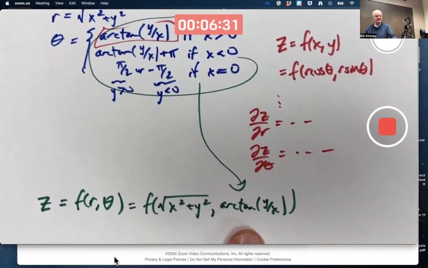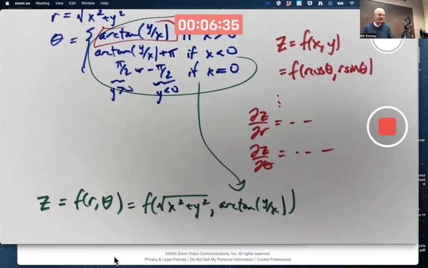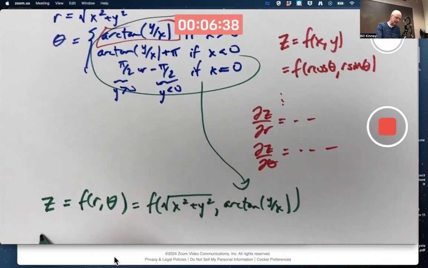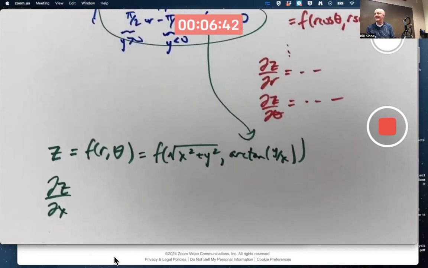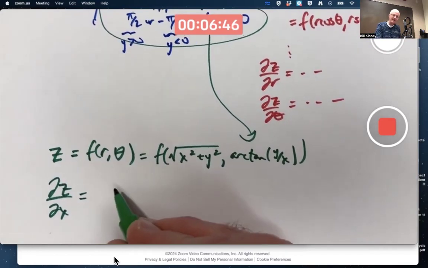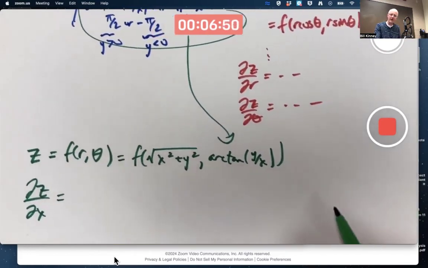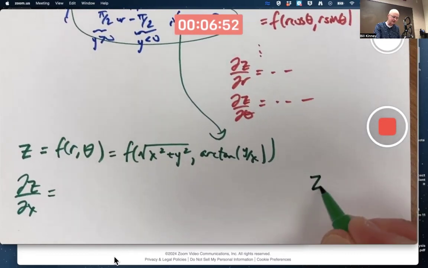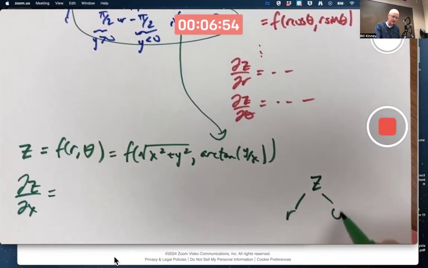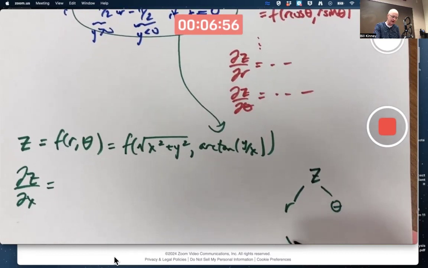Pretend x is positive. And get a function that depends on x and y. And you could try to figure out the partials of z with respect to x and y in terms of the partials of z with respect to r and theta first. You can use the chain rule effectively in the opposite order. The diagram in that case would look like this. You'd think of z as depending on r and theta first, and then r and theta depending on x and y.